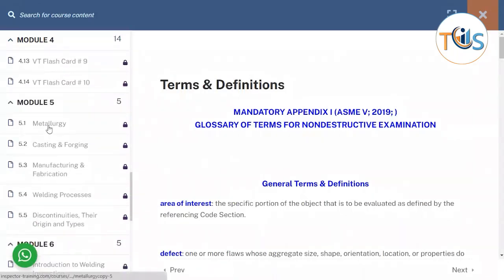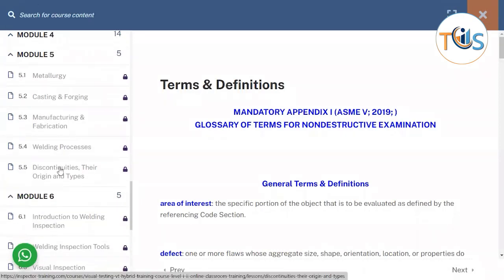And in module 5, we talk about metallurgy, the very basics, casting and forging, fabrication and manufacturing, 8 popular welding processes, and finally discontinuities, their origin and types.